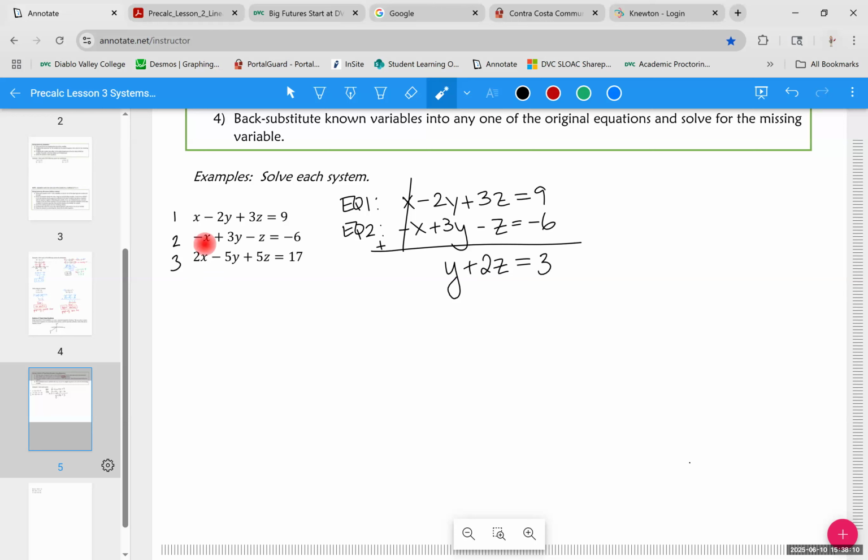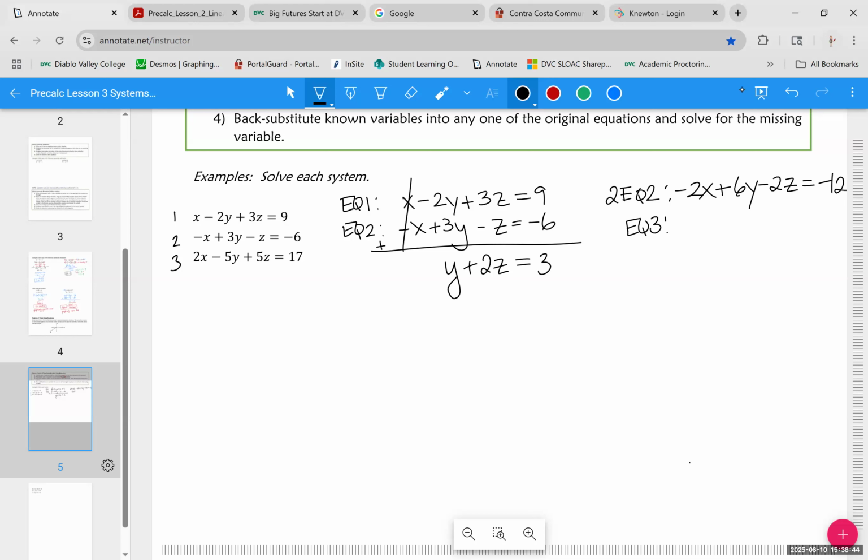So maybe I'll use 2 and 3. And if I do that, then I'm going to need to multiply equation 2 by 2 to get the x's to cancel. So again, I'm just going to write that down here, 2 times equation 2, and I'm going to pair that with equation 3. So 2 times equation 2 would be negative 2x plus 6y minus 2z equals negative 12.